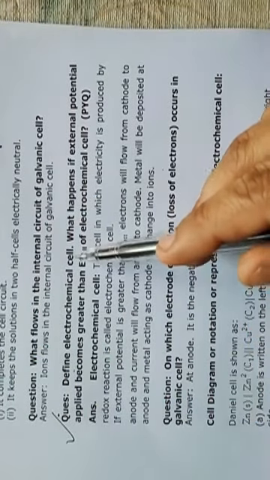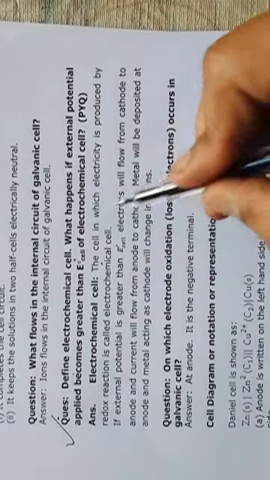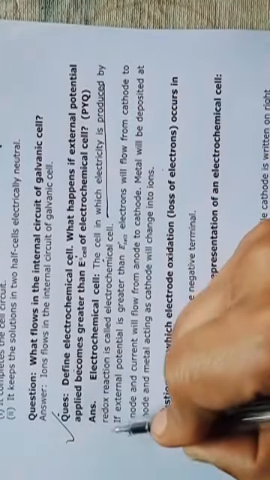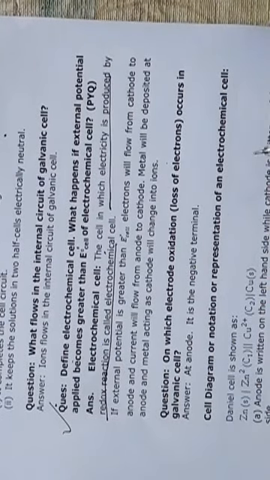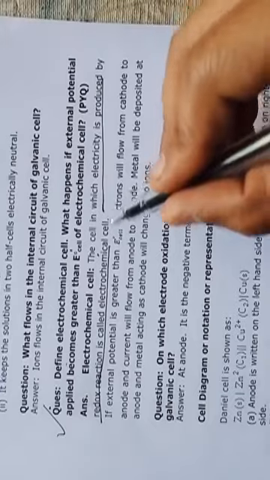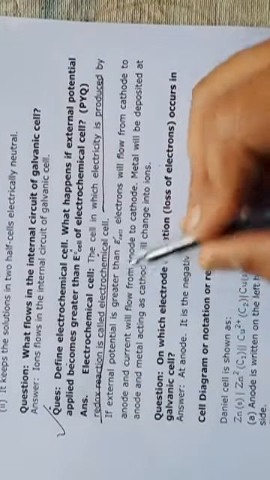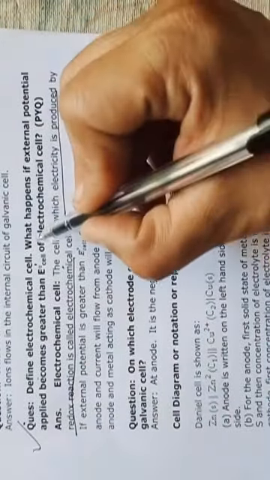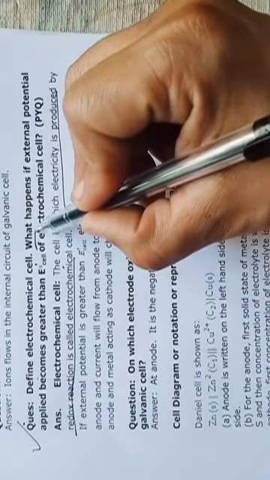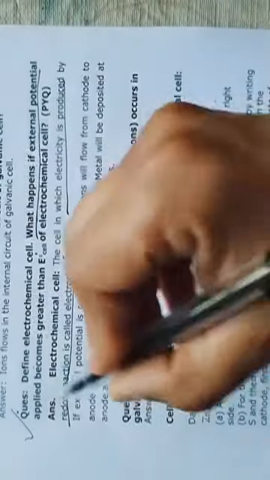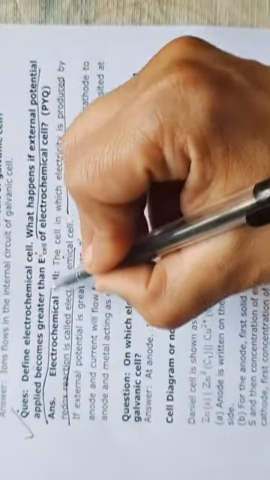We can see if any previous year question is there. Yes, see here this question. Define electrochemical cell. The cell in which electricity is produced by redox reaction. Also you can explain a little bit that it is made of zinc, copper, like this, but in 1 mark it is quite sufficient. In which electricity is produced by oxidation and reduction. Now the question for which we are searching: what happens if external potential applied becomes greater than E naught cell of an electrochemical cell.